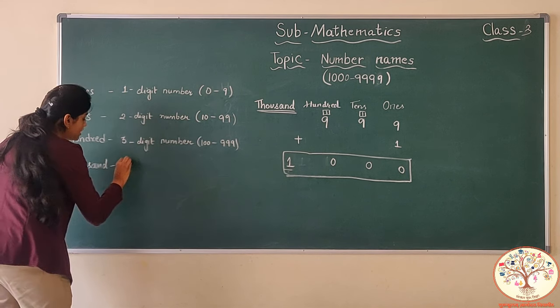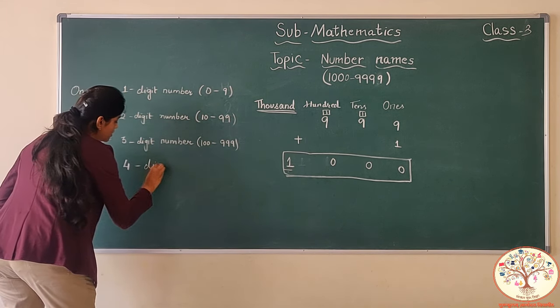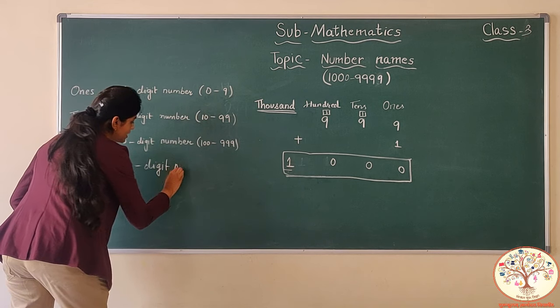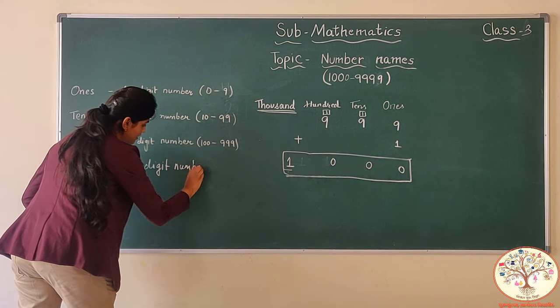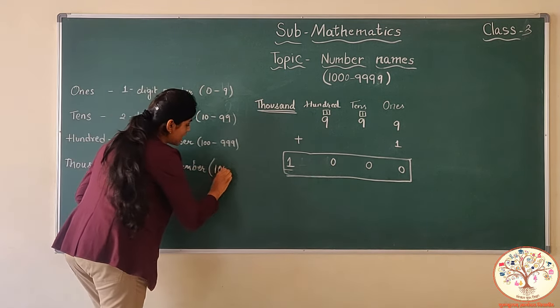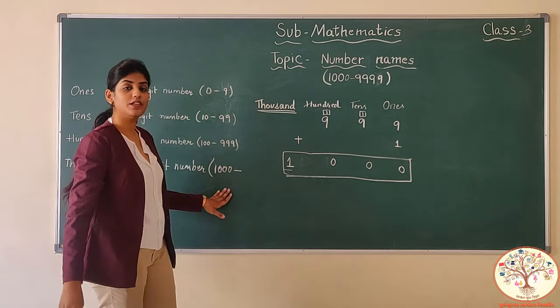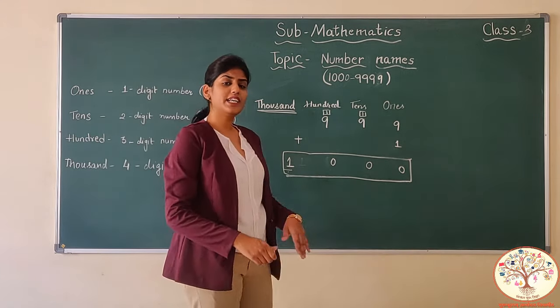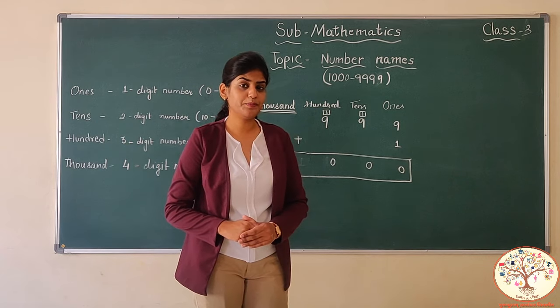T-H-O-U-S-A-N-D, 1000, where four digit numbers are represented, that is numbers starting from 1000. Okay, now what comes next after 1000?